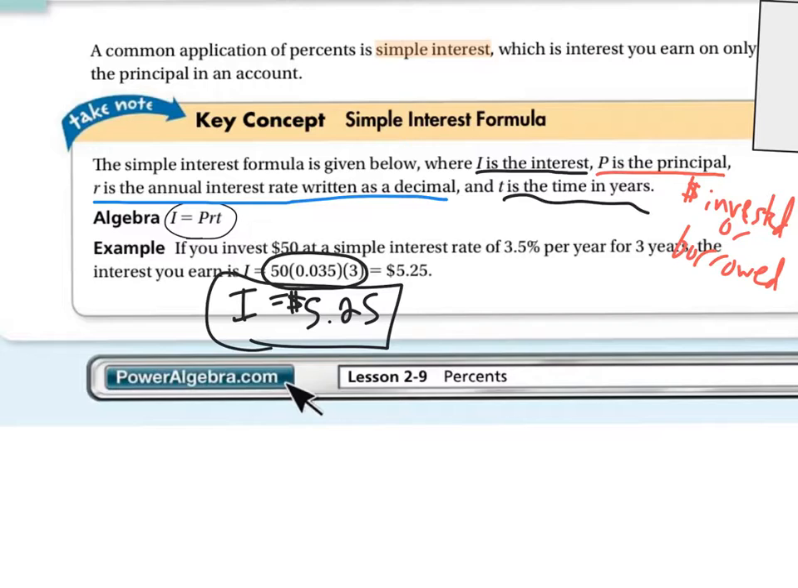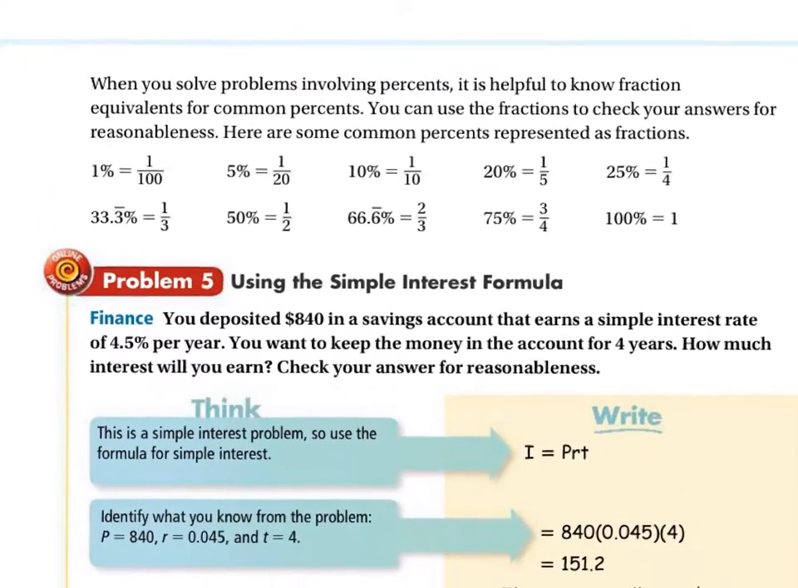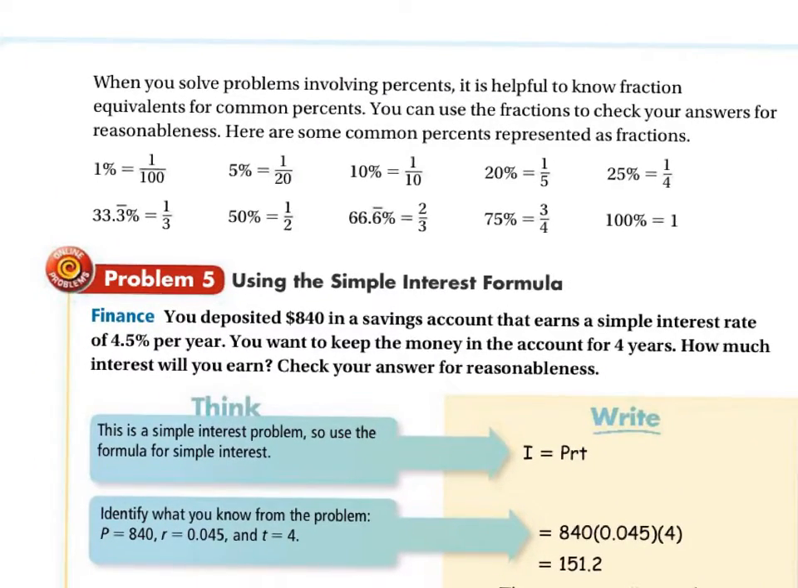When we do these problems, there's 4 variables. As long as they give you 3 variables, the numbers for those, we can solve for the 4th variable. So here's some common percents as fractions, if this might be something helpful for you on different problems as you go through. So you can see those there.